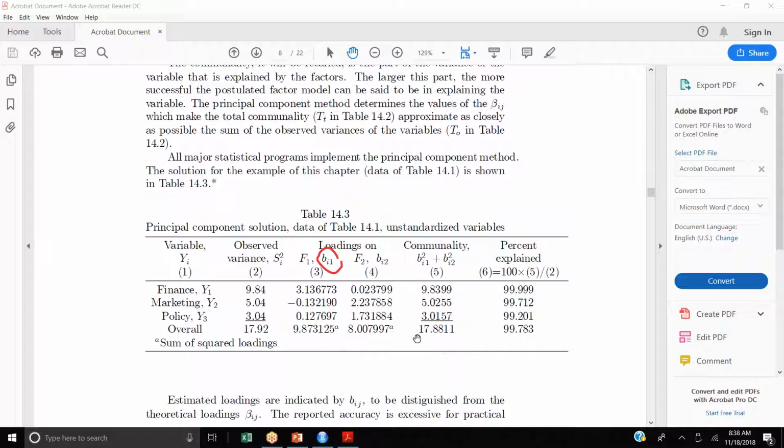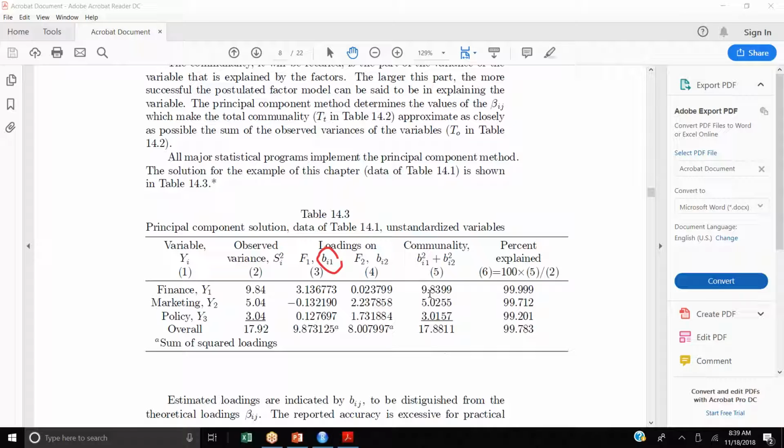I haven't gone into the algorithm, how it is done. I'm just saying if I put in the software, I'll get the answers. For Y1, the loadings for F1 are this, the loadings for F2 are this. So the communality for this variable is 9.83, and the specific variance is the remaining part.